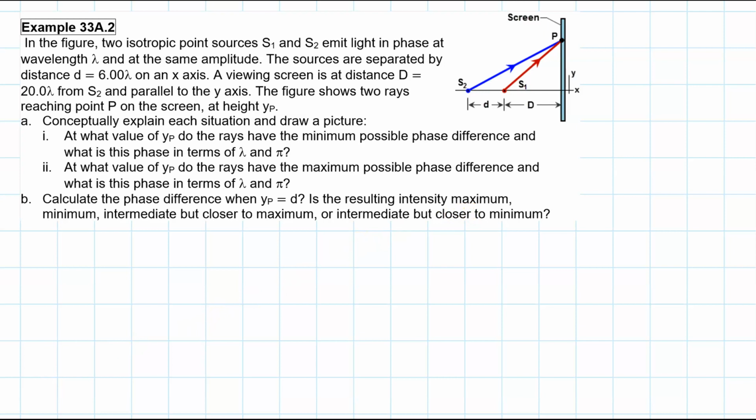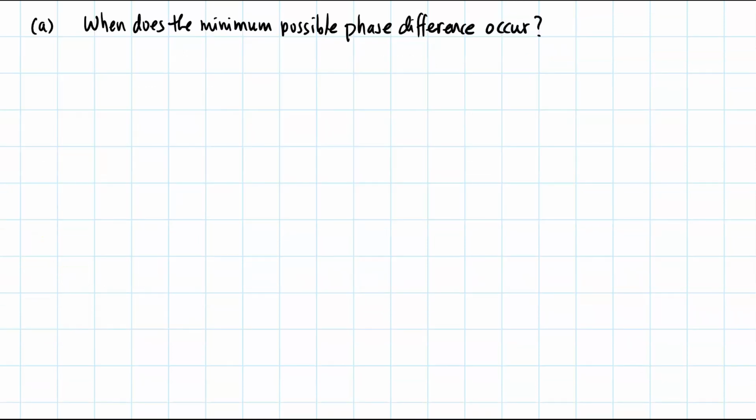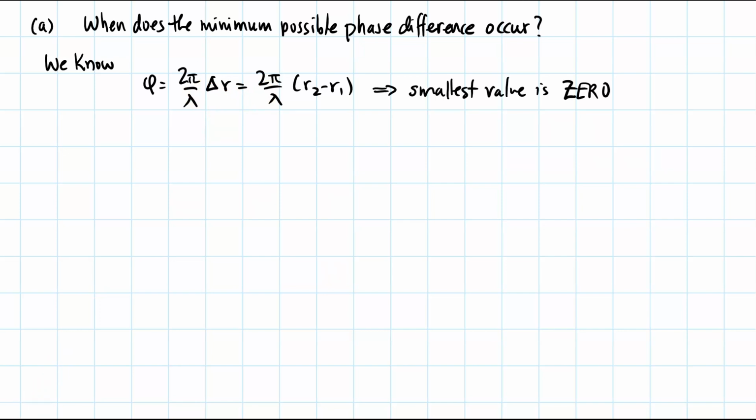Now, let's go look at that. So we need to use the phase due to path difference equation to answer these conceptual questions. So let's start thinking about this out loud. A. When does the minimum possible phase difference occur? We know that the phase is equal to 2 pi divided by lambda times (R2 minus R1). When is this the smallest possible value? The smallest value has to be 0. For which situation is this going to be 0?